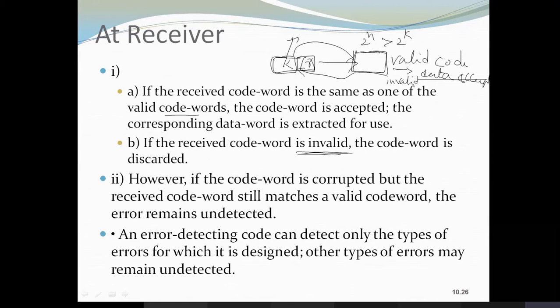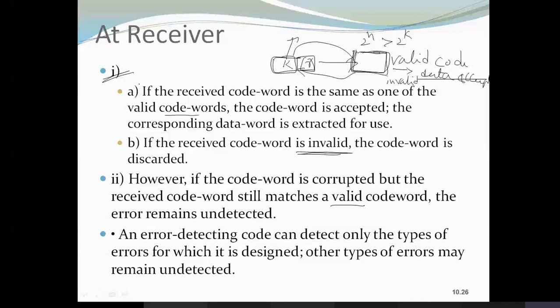However, if the code word is corrupted but the received code word still matches a valid code word, this is also one more case. The simple method is that it is either valid or invalid. Sometimes, due to more than one bit getting corrupted, it may still match any one of the code words present at the receiver side. It's possible. I'll give some examples for that. Try to understand this point.